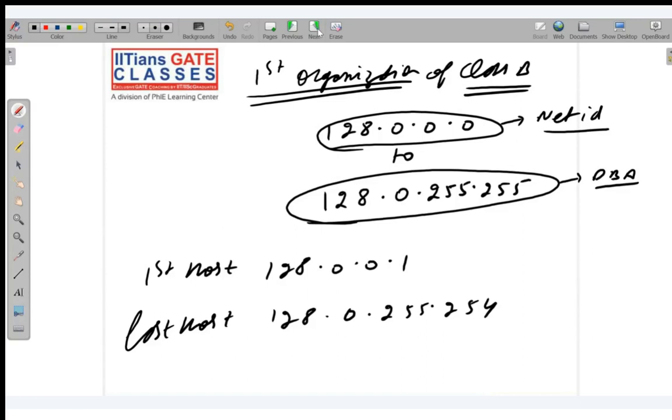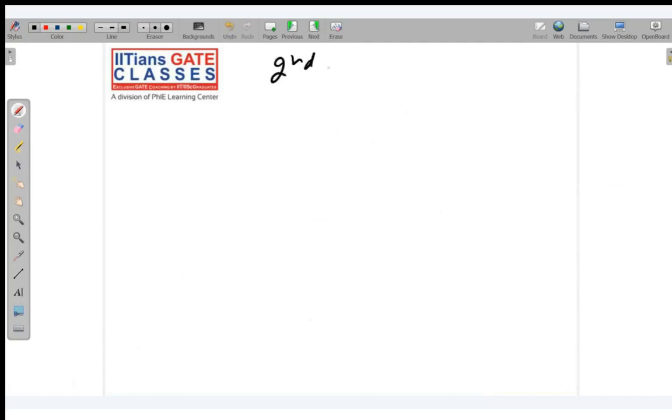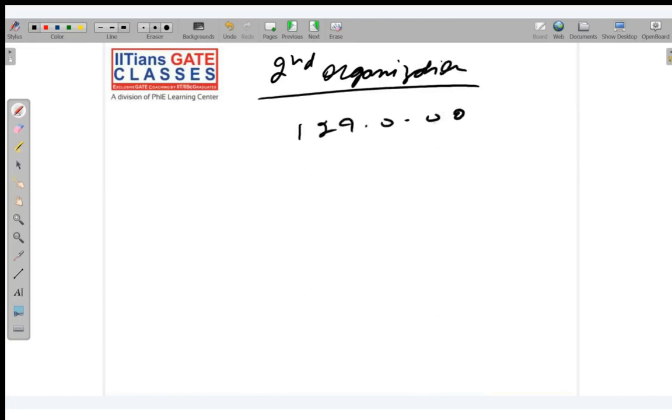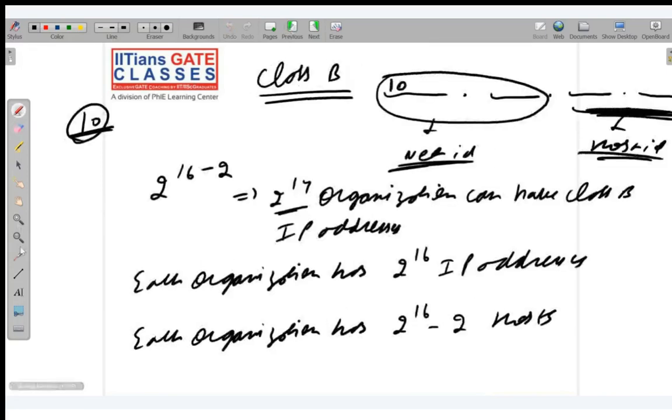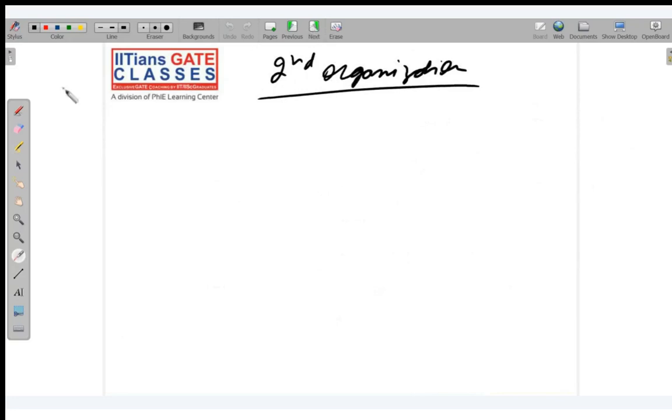Now let me tell you the second organization. Take the snapshot. Okay, now please try to answer, second organization, how will it look like? Should I say 129.0.0.0? Should I say like this? No, sir. The second, it has to be, very good. So from here we will start, because here we have put all zeros. Now here I have to put one. So what will it look like?